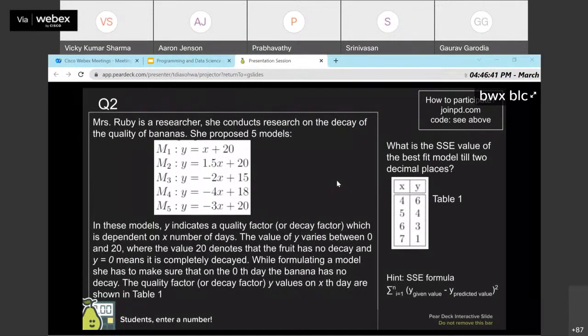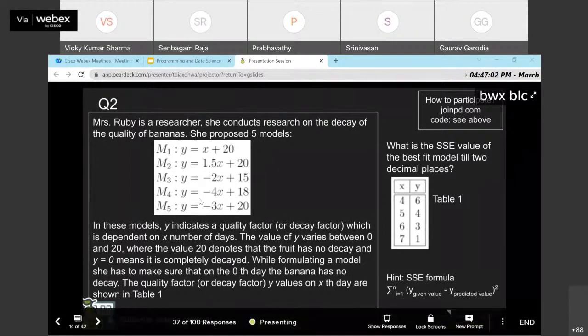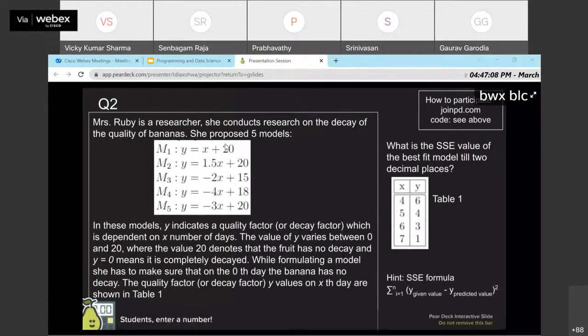So let's see where you went wrong in your SSC calculation as we go through it. Sir, in the formula, y given value minus y predicted value, which one do we consider the given value and which the predicted value? The given value is what is given in the table, and the predicted value is what you get from this model. Then you get the difference, square them and add them all. So here five models are given.